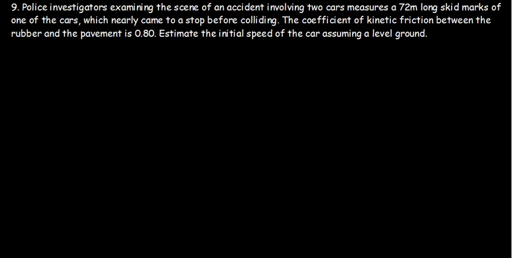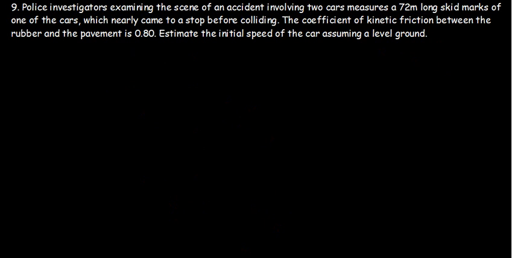Alright, question number 9. Police investigators examining the scene of an accident involving two cars measure a 72-meter long skid mark of one of the cars, which nearly came to a stop before colliding. The coefficient of kinetic friction between the rubber and the pavement is 0.8. Estimate the initial speed of the car assuming a level ground.